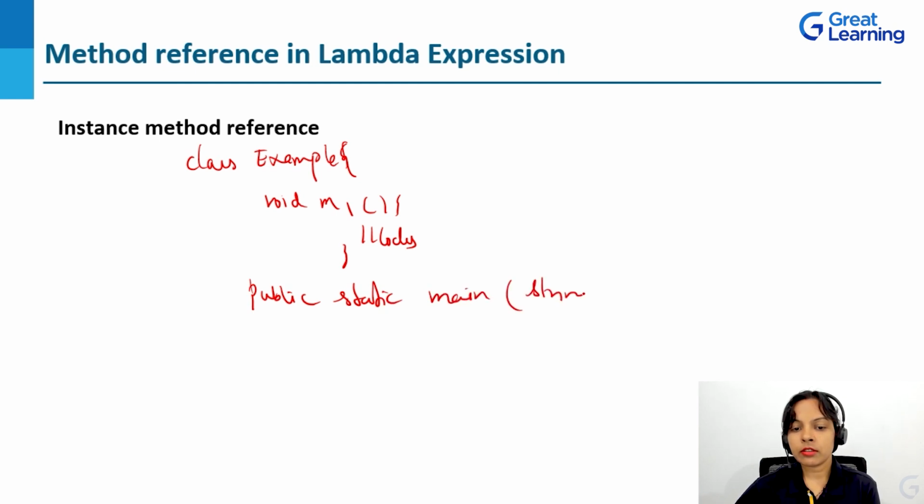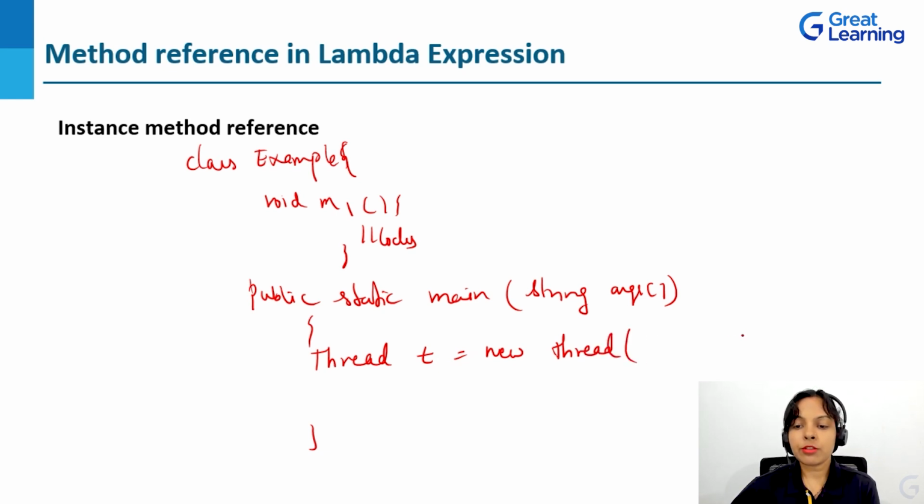public static void main, String args. Now here, if I have to make use of the lambda expression and call this instance method, how can we do it? Again, I'll use the concept of thread. You can do it in any other way, but the reference mechanism is the same. So I'm creating a new thread here, and then in place of writing this syntax of lambda expression, I'm going to use double colons.